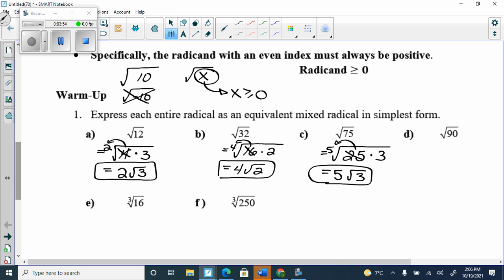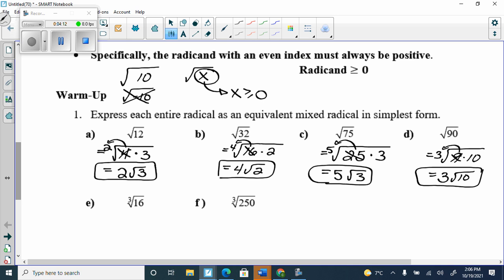90. What can I break it down into? 9 and 10. When I take the 9 out, it becomes a 3. 3 square root 10.